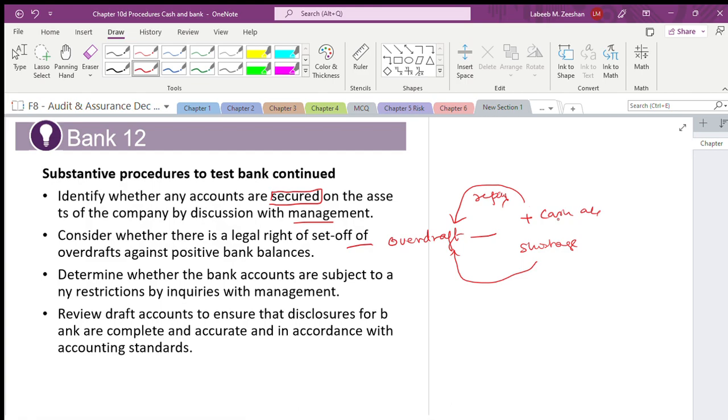Okay, it is a general one. Review draft accounts to ensure that the disclosures for the banks are complete. This is very important. You have to review the draft accounts to make sure that they are complete and accurate as per the accounting standards.